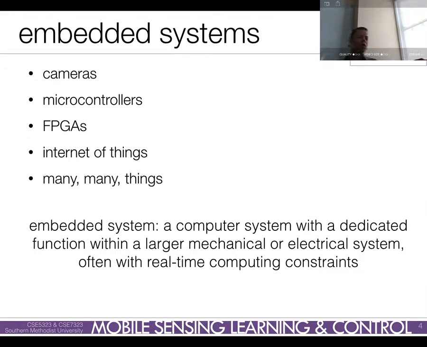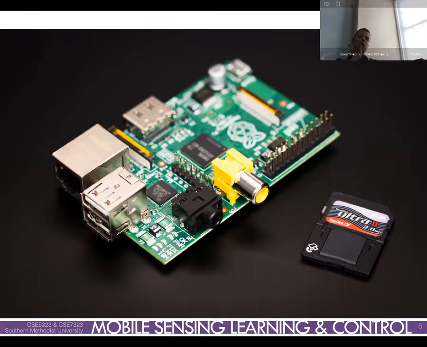So let me ask you a question. What is this? That's a Raspberry Pi. What is a Raspberry Pi? Awesomeness, not a definition. But I like the enthusiasm. A Linux computer built around a system on a chip.